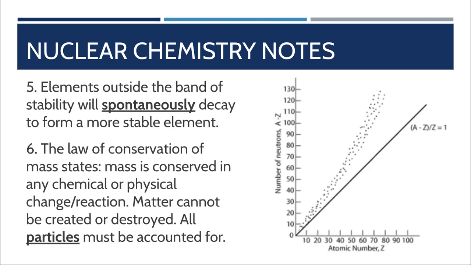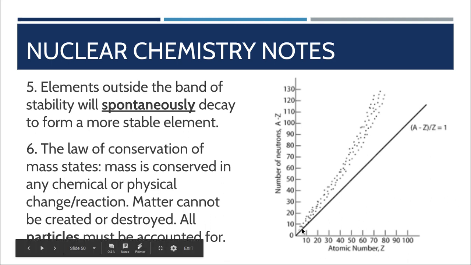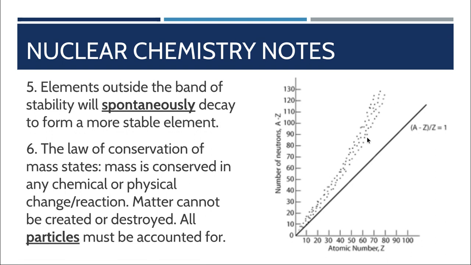Any elements outside the band of stability will spontaneously decay to form a more stable element. So if you look on your paper, you have this chart that you have on the board. I want you to look specifically at all the little dots here. Those dots are called the band of stability. And the band of stability tells you what is the good ratio of protons to neutrons and what is going to remain stable with that.